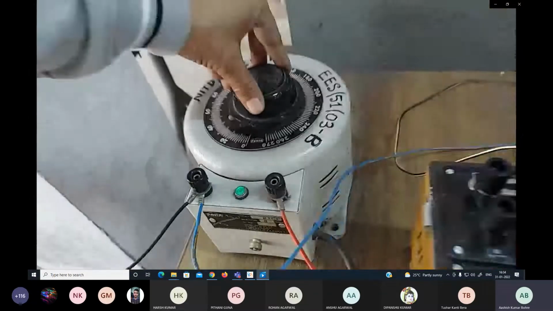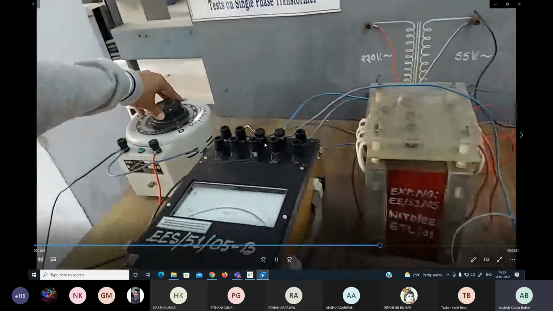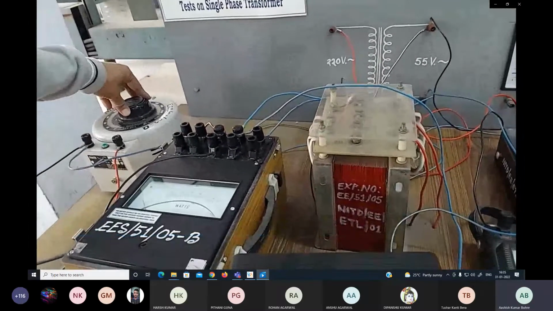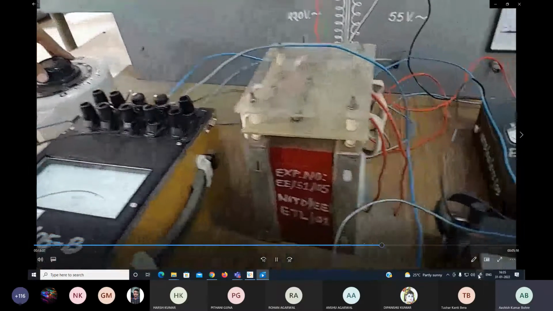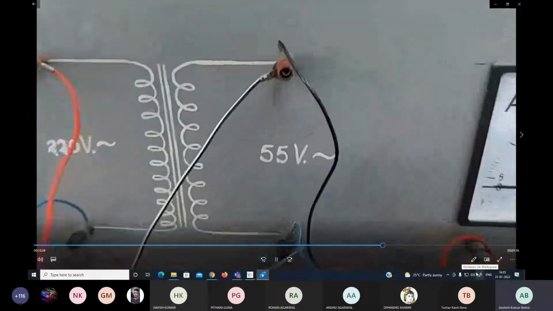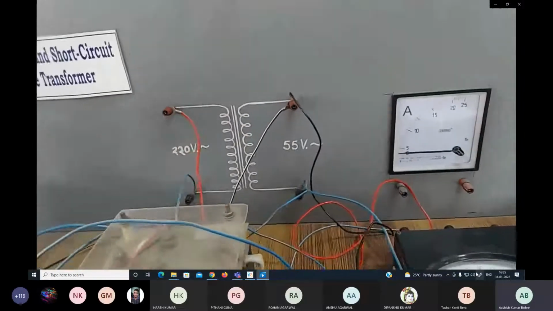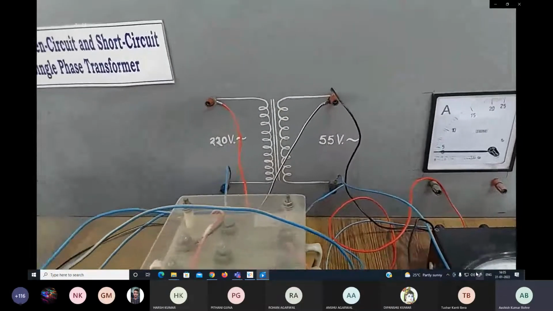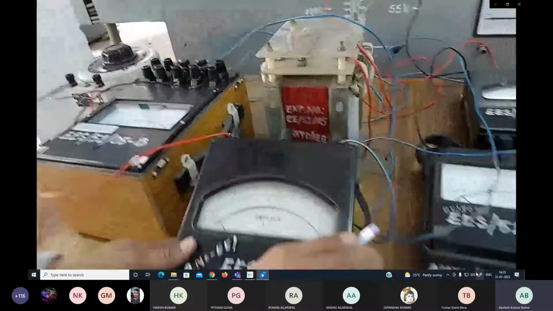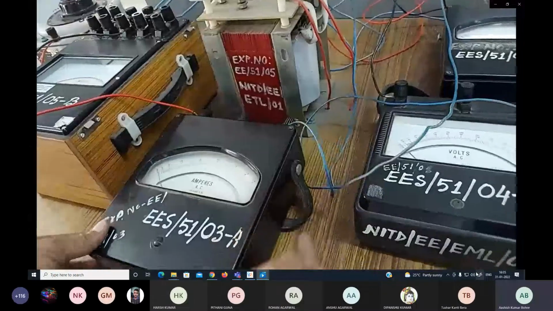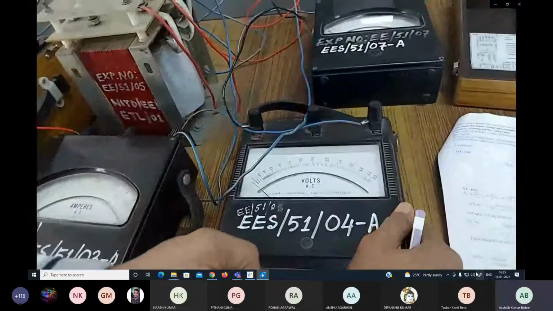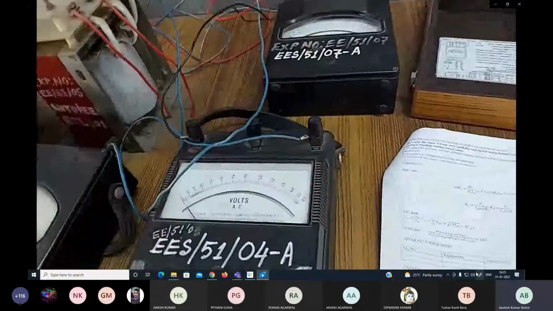Now we will start. This open circuit test is performed at rated voltage. The rated voltage we will give is 55, because the primary is 55 now. Primary is the low voltage side, and the secondary is the high voltage side. Now all of you look at the meters here, these are our primary meters.